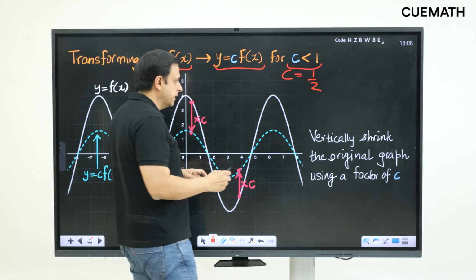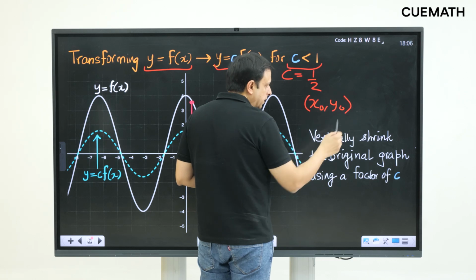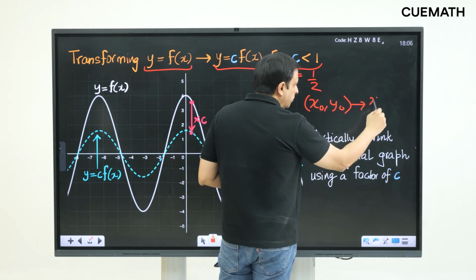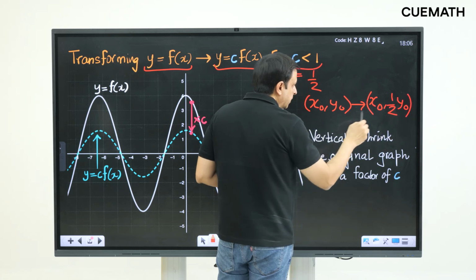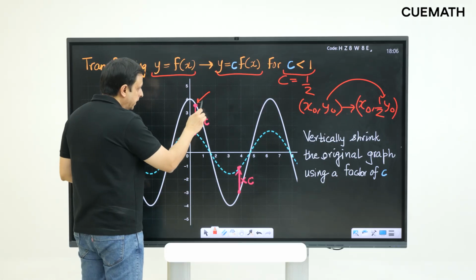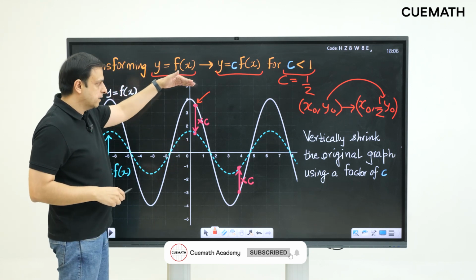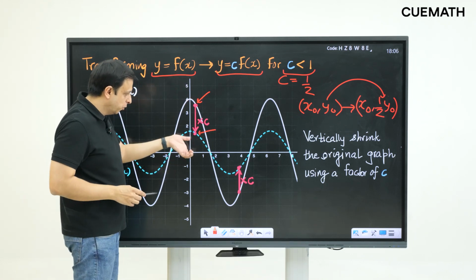And the reason that happens is that any point x naught comma y naught on the original graph will transform to the new point x naught comma half y naught on the new graph. So, the y coordinate is actually halving. If the original y coordinate is positive and lies above the x axis, then the new y coordinate will be closer to the x axis.